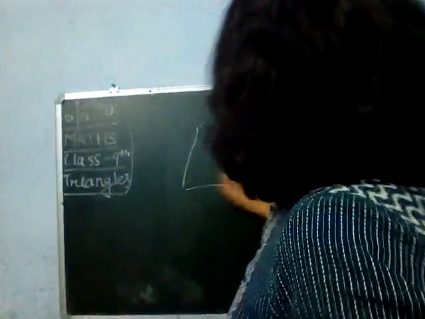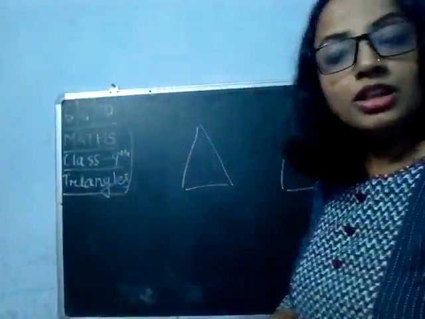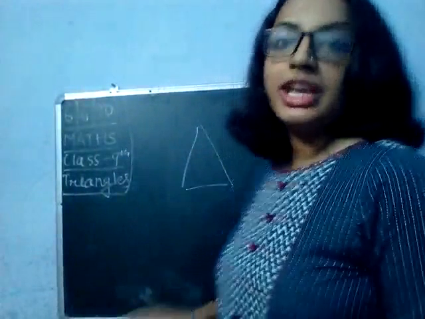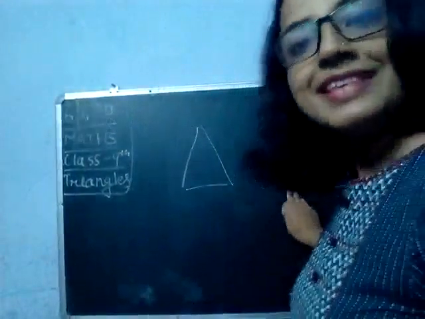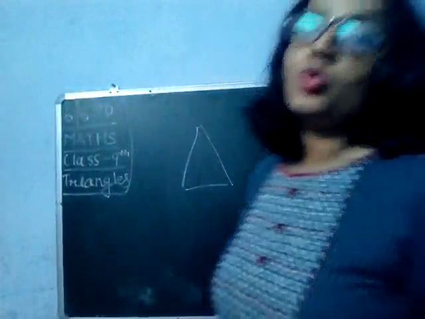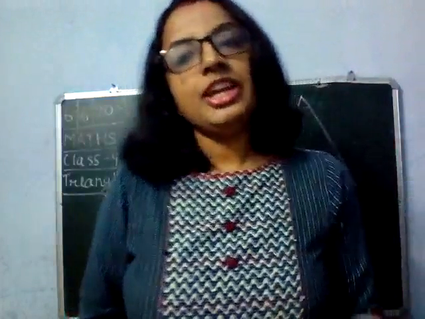are two triangles said to be congruent? The answer is no, because here the shape may be the same, but the size is not the same. So it is compulsory for triangles to be congruent that their sides and angles are equal. It means corresponding sides should be equal, corresponding angles should be equal.